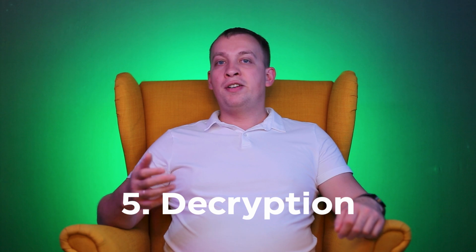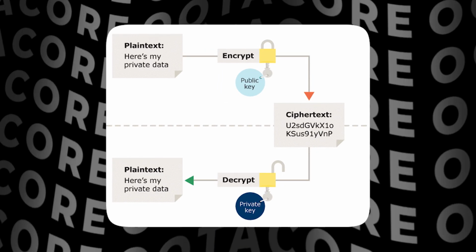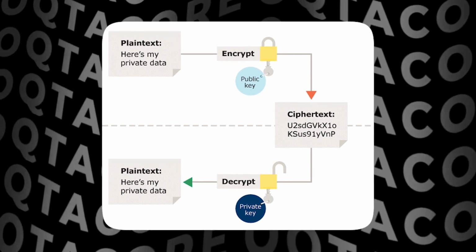Advanced FHE schemes incorporate noise correcting techniques to control this buildup, ensuring computations remain accurate. Fifth action, decryption. Once the computation is done, the result is new ciphertext. Using the private key, the result is decrypted back into plain text. The decrypted result is identical to what would have been obtained if the operations were performed on unencrypted data.